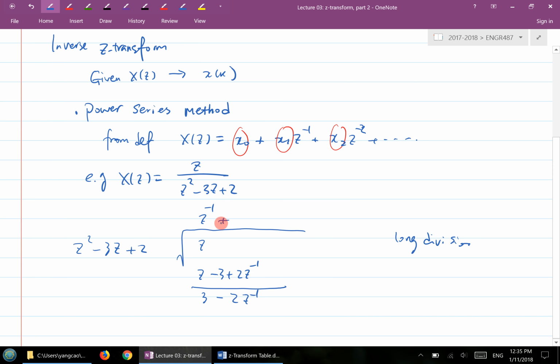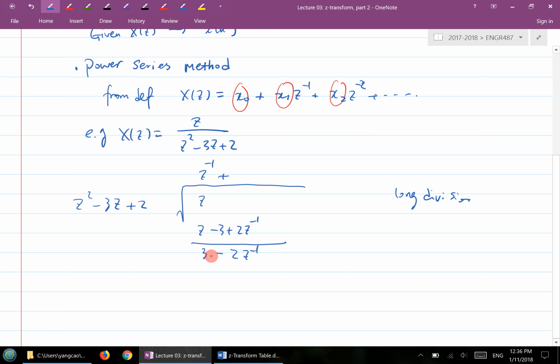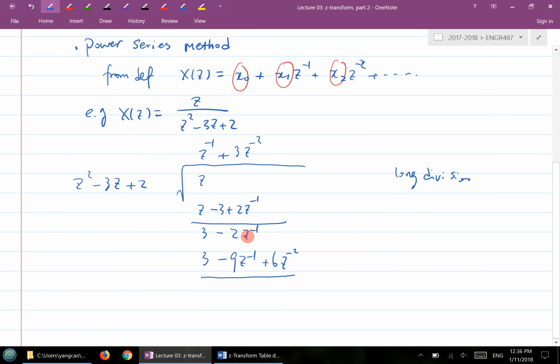Now for the next one, do the same thing. Multiply something by the divisor so you get the same order as this 3 minus this. Apparently it's going to be 3 times z to the power -2. Then you get 3 here, and you get 9 z to the power -1 here, plus 6 z to the power -2 here. Use this minus that, and you get a 7.